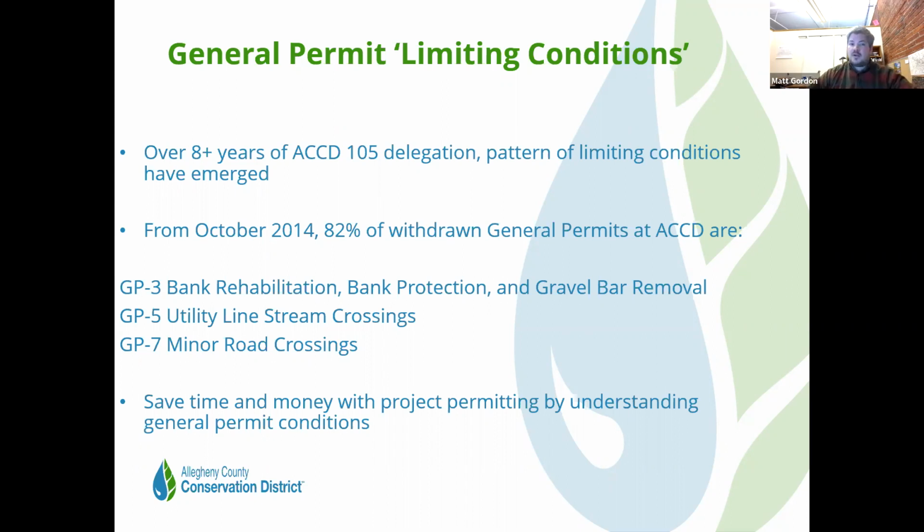There are a total of 12 general permits under Chapter 105 right now issued by DEP. The GP 1 through 9 that the delegated conservation districts would review if they have the program, and the GP 10, 11, and 15. So a total of 12 Chapter 105 general permits.